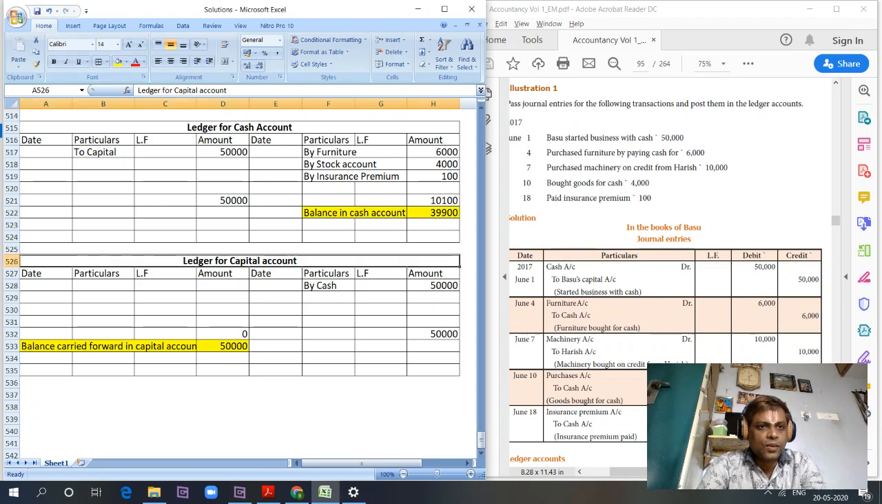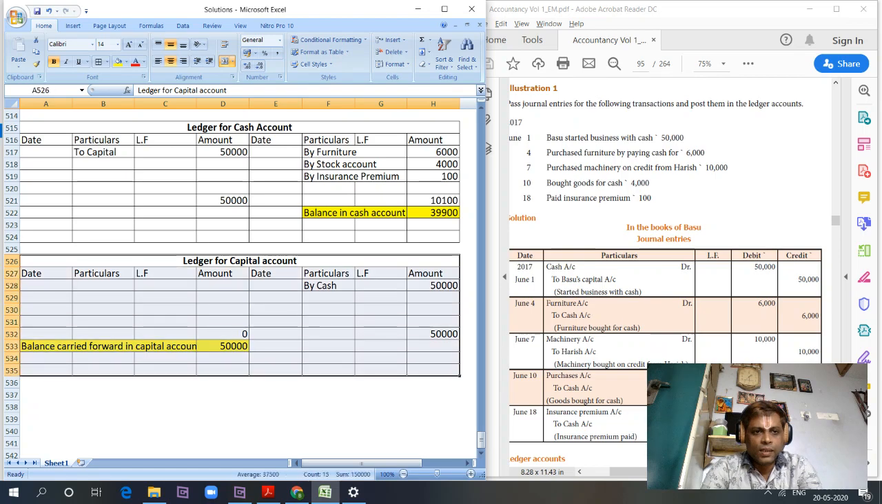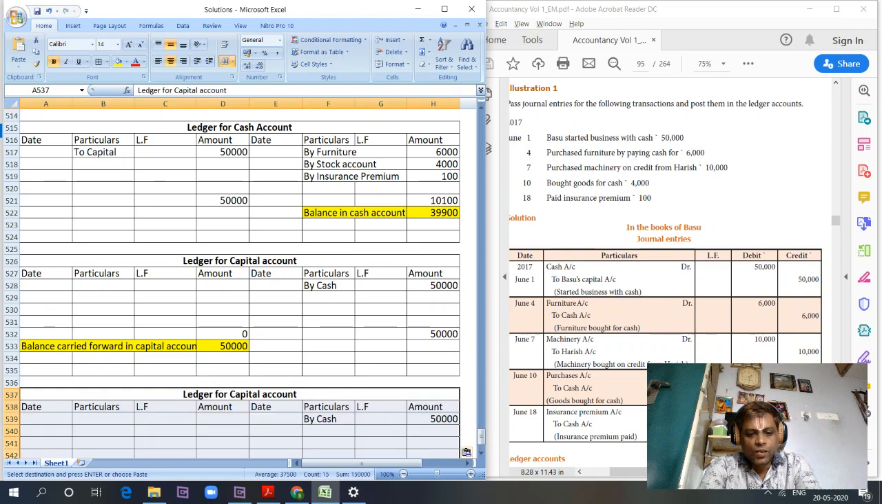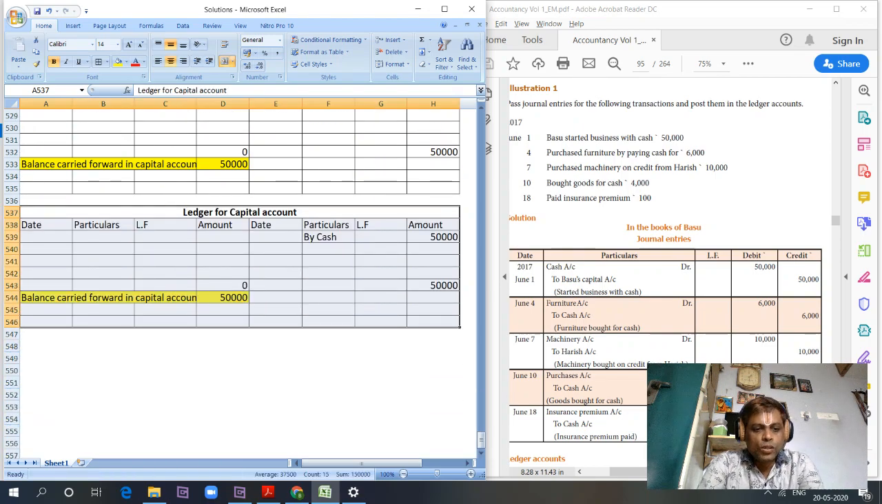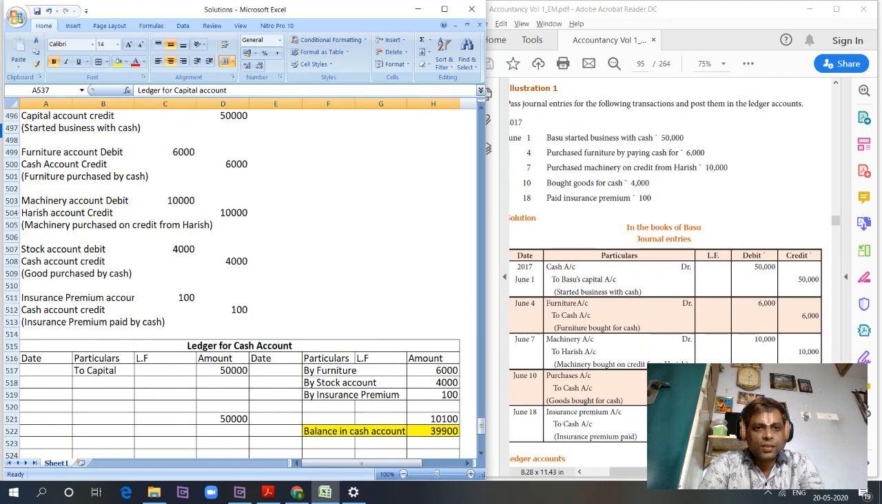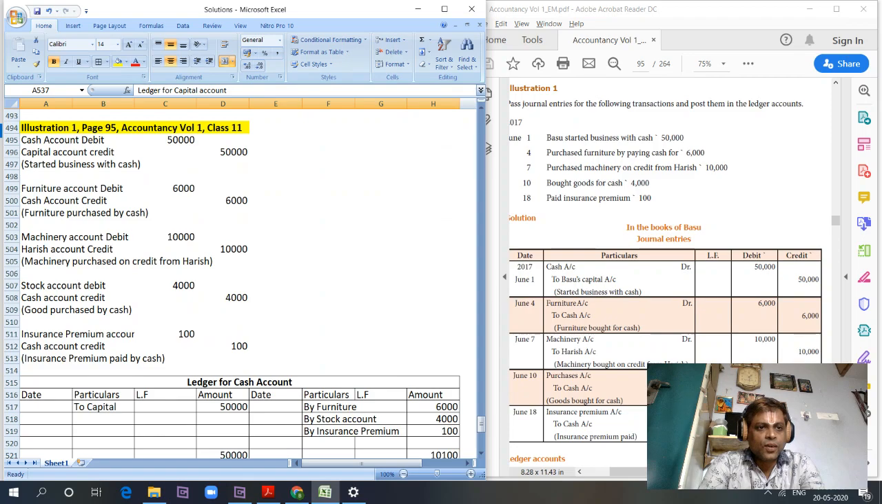Let's continue with the next ledger account. Format is going to remain the same. The easiest form of accounting is preparing the ledger accounts. What is the next ledger account that we have to prepare? Furniture account. We have to prepare ledgers for furniture account, machinery account, Harish account, stock account, and insurance premium account. All these ledgers have to be prepared.